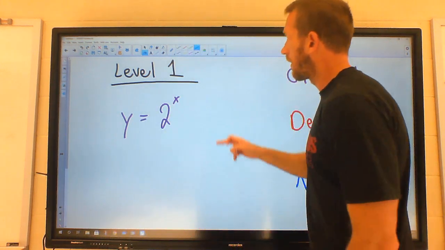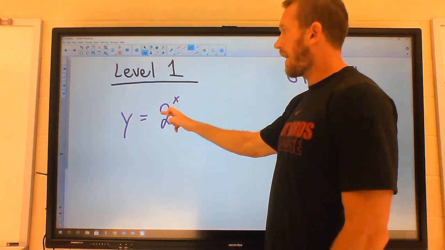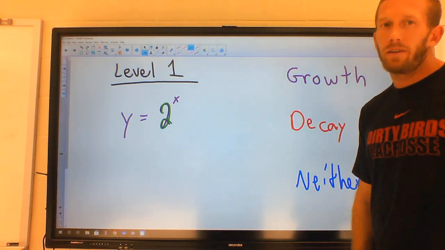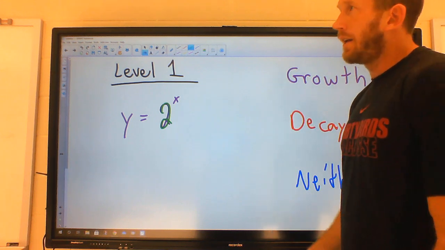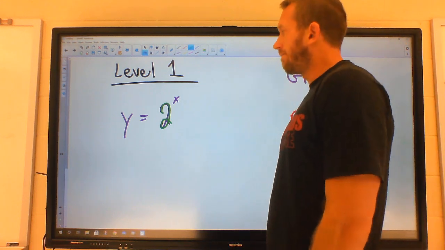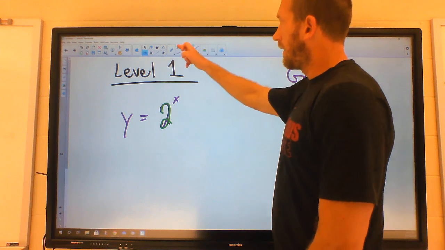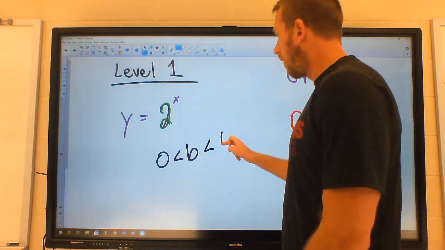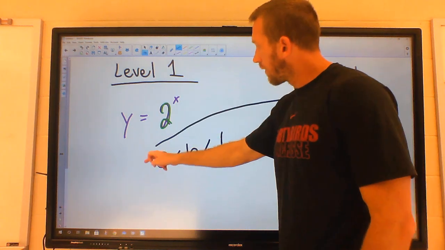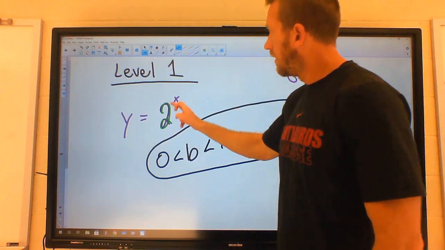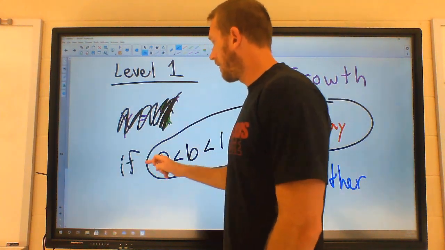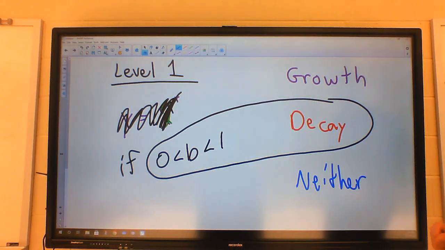And basically, here's what we're going to do. All we're going to look at is our base value. I already told you our base must be positive, and it's not going to be 0 or 1. Okay, so basically, if our base is between 0 and 1, we would call it decay. So we cross this off so you don't confuse that with this problem. If the base is between 0 and 1, it's a decay function.